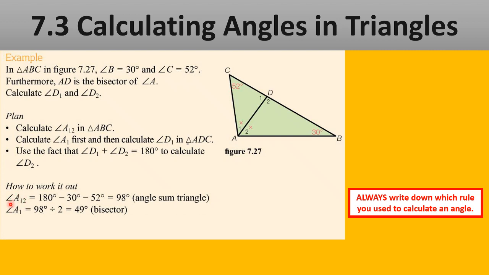Angle A is 180 minus 30 minus 52 equals 98 degrees because of the angle sum of a triangle. And I know that angle A1 and also angle A2 is 98 divided by 2 equals 49 degrees. So this one is 49 degrees and this one as well because of a bisector. Now I can calculate angle D1 by using the angle sum of a triangle again. And I could use the same method to calculate D2.